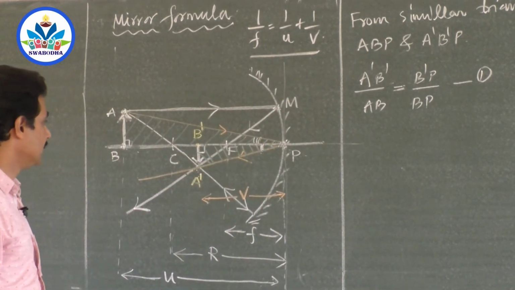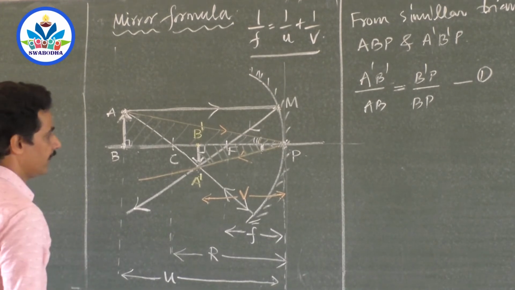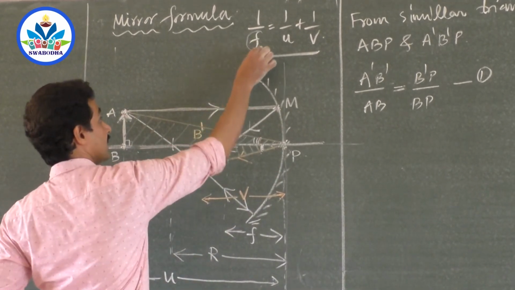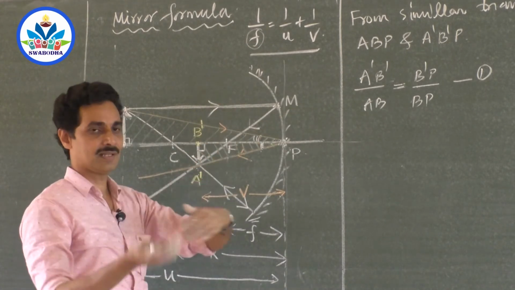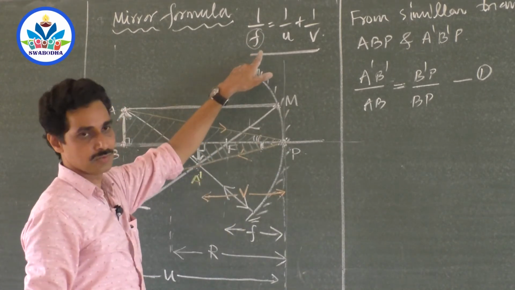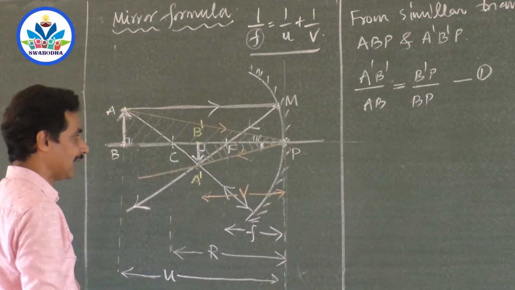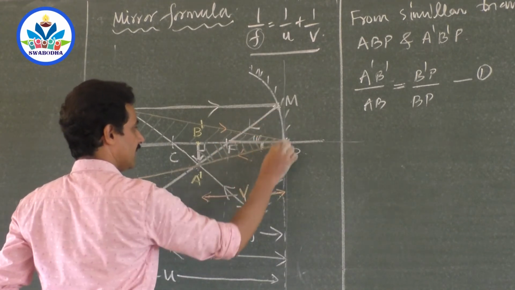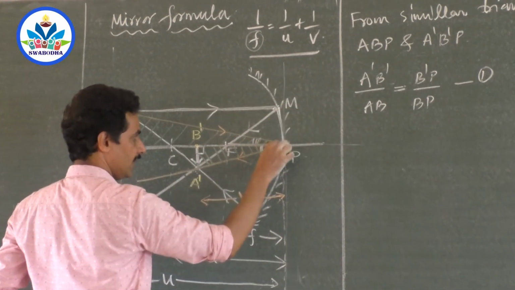Now, take two other similar triangles. Somehow I have to bring in FP, am I right? Because focal length is the only thing which has not entered. In the film, the object distance entry is over, the image distance entry is over. Now the villain has to come; the hero and heroine are finished. F, from where will we get FP? See this triangle, which contains FP.